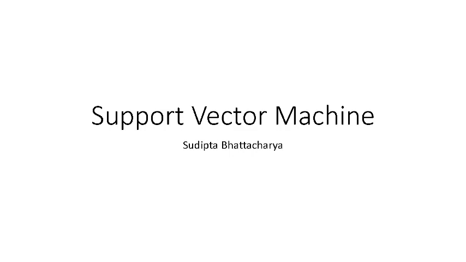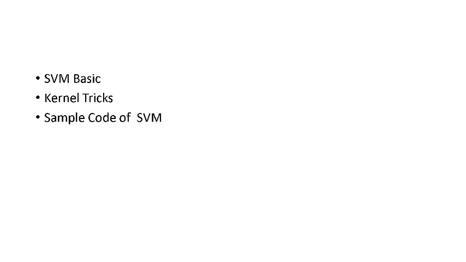Today I will talk about support vector machine, or SVM. Support vector machine was initially developed in 1960, then refined in 1990. It is very popular due to its power compared to other machine learning algorithms. So let's understand how support vector machine actually works. Here I will go through SVM basics, then some kernel tricks and some sample code of SVM.